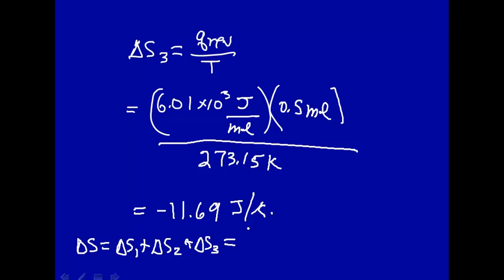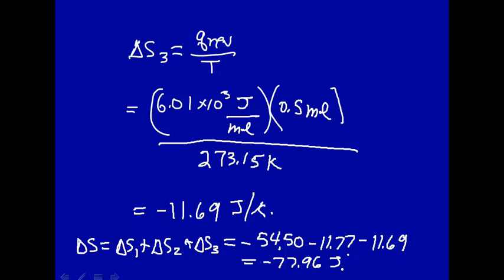So the total entropy change, delta S, is delta S1 plus delta S2 plus delta S3. And that's equal to, let's see, what are our numbers here, minus 54.5, minus 11.77, minus 11.69. Adding all those up, we get minus 77.96 joule per Kelvin. All right, so that's how one does those kinds of calculations.